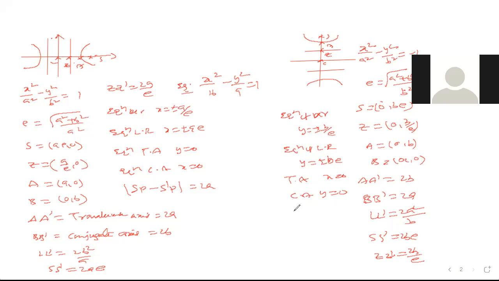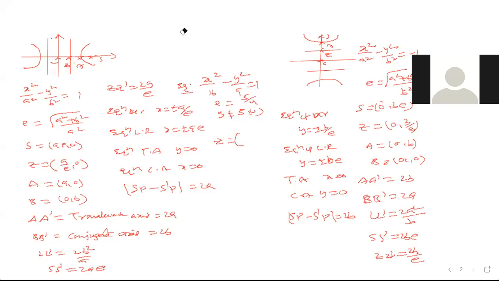Another equation is SP minus S'P is equal to 2a. This is the conjugate hyperbola. Can you tell the five points, guys? What is S? (5, 0). What about e? 5 by 4. What about Z? 16 by 5, comma 0.